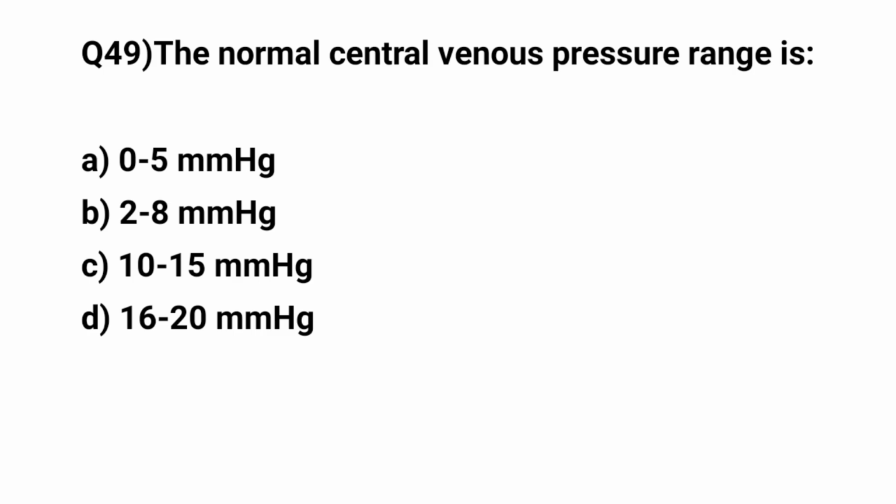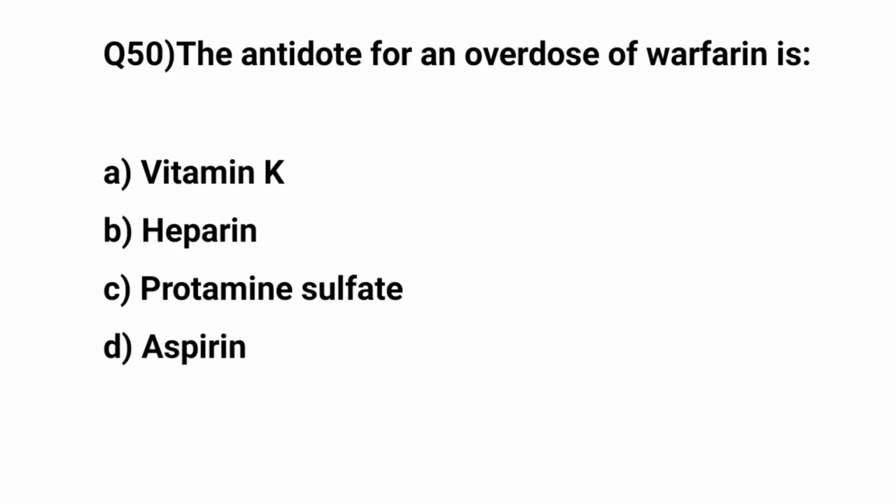Question number 49. The normal central venous pressure range is. The correct option is B. 2 to 8 mm of Hg. Question number 50. The antidote for overdose of warfarin is. The correct option is A. Vitamin K.